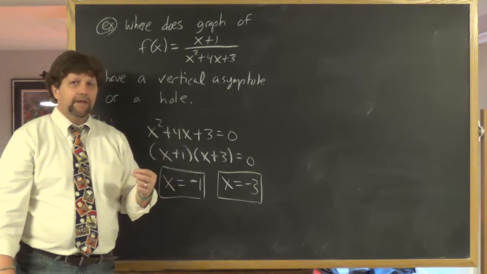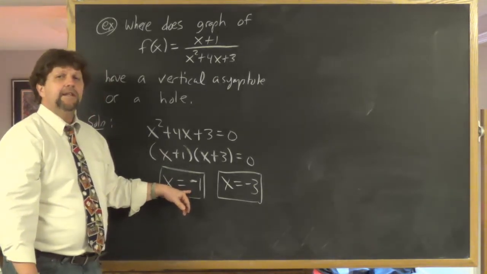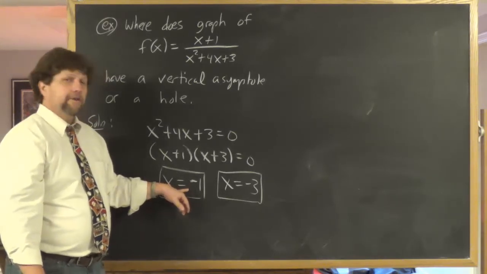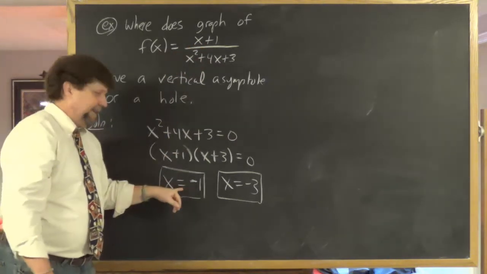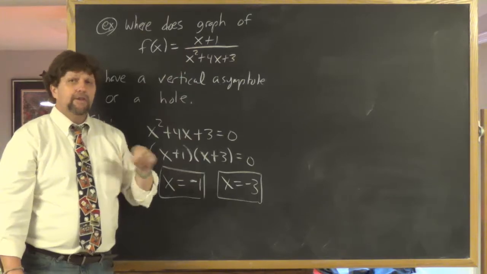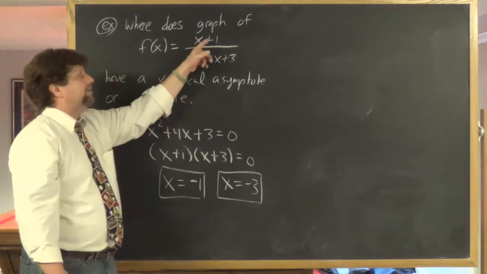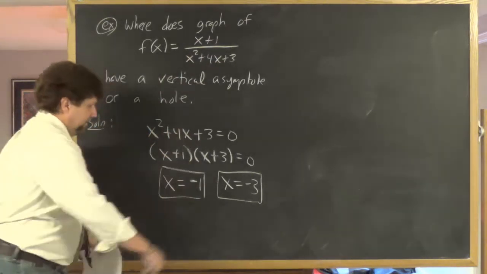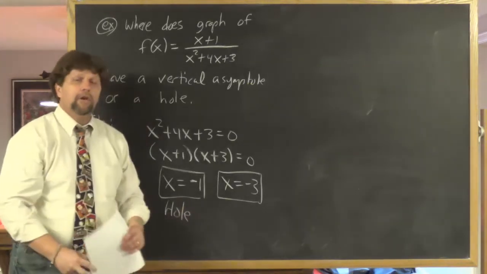Simply do the following. Take this value of x, toss it into the numerator. If when you take that value of x and you toss it into the numerator, you get a result of 0, and we do here, negative 1 plus 1 is 0, when that happens, there is a hole in the graph.